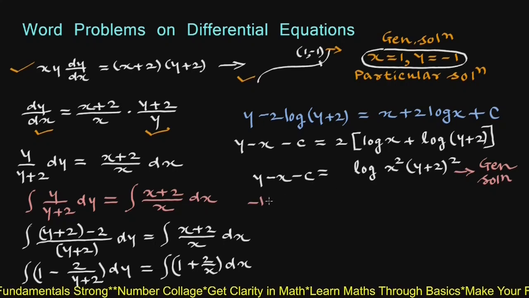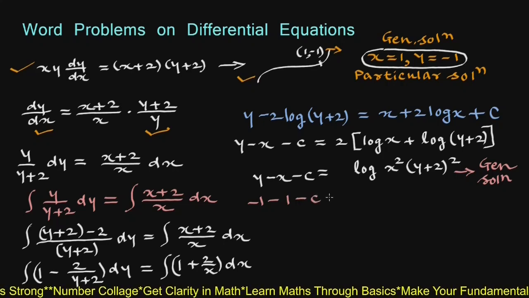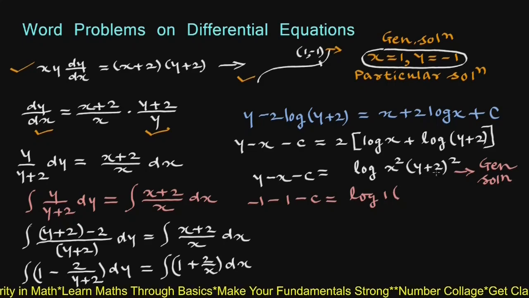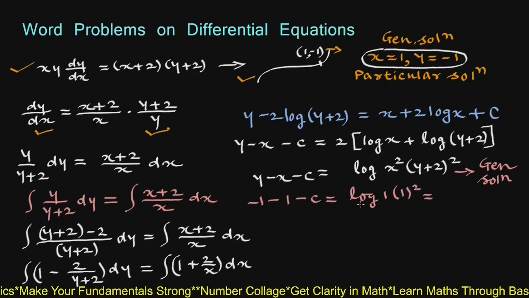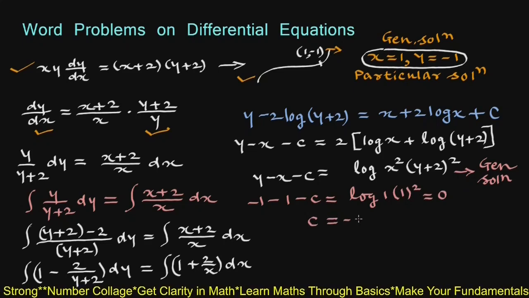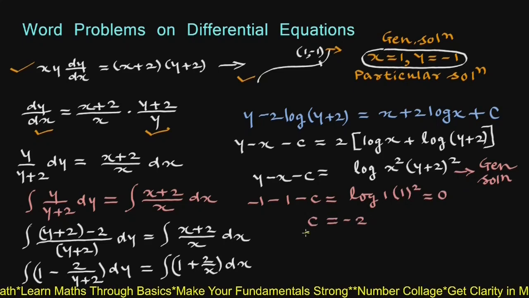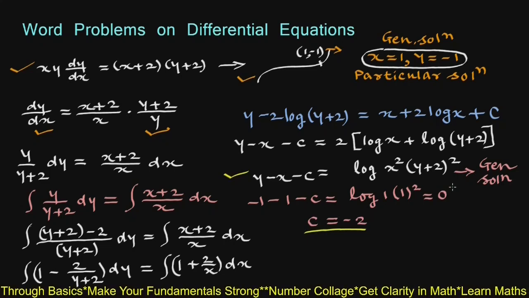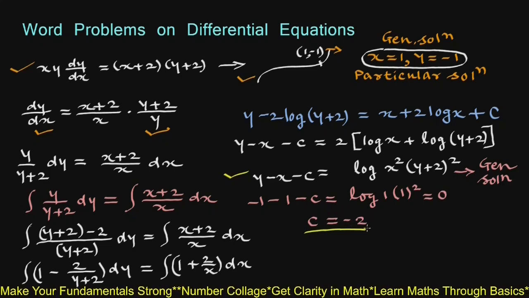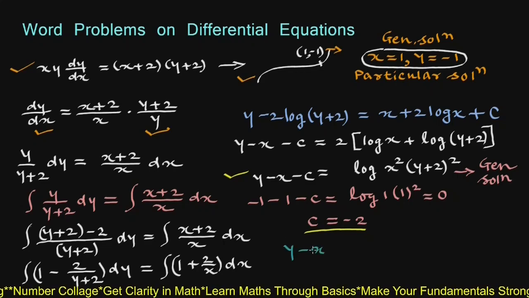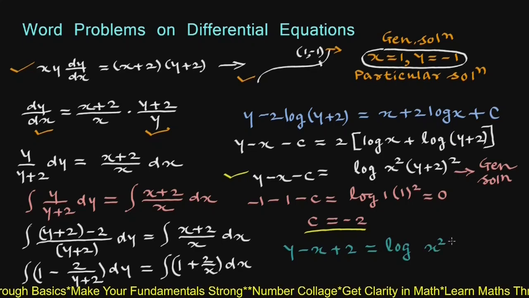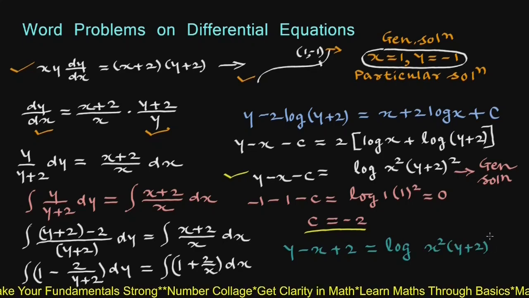So minus 1 minus c equals log [1 square is 1, minus 1 plus 2 is 1, square]. This is log 1 and log 1 is 0. So c will be minus 2. Substituting c equals minus 2 in this general equation, we will get the solution curve passing through (1, minus 1) as y minus x plus 2 equals log [x square into (y plus 2) whole square].